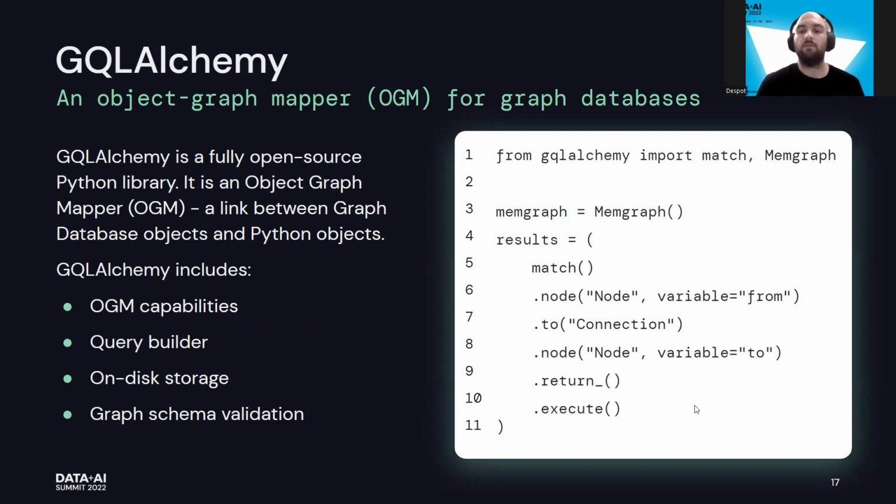You can use Python methods and Python classes to construct queries and to interact with graph objects instead of using Cypher. There is also an option of on-disk storage. Because Memgraph is in memory, you can choose to save a part of your graph properties on disk if they are too large and if they are not needed in the graph computations inside of Memgraph. GQLAlchemy also offers graph schema validation. As I already mentioned, graph databases are usually schemaless, but sometimes you want to enforce a strict schema, where this feature can come in handy.